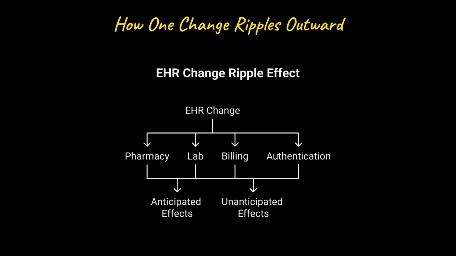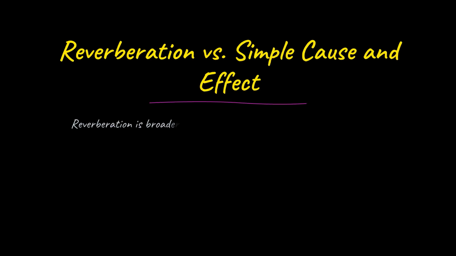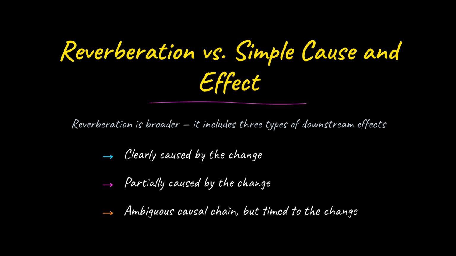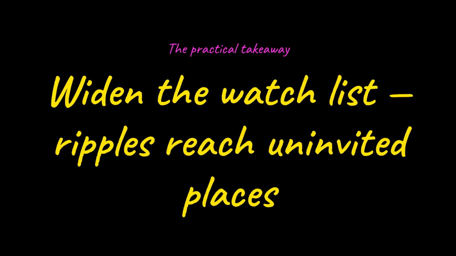Some downstream effects are anticipated and managed. Others surface days or weeks after go-live, long after the project team has moved on. This is where exam questions try to trip you up. Reverberation is not just direct cause and effect. It covers the full spectrum of downstream consequences, even when the causal chain is murky, but the timing points back to the implementation. For informatics teams, reverberation means go-live monitoring must extend beyond the target system. Build cross-system communication early, and treat unexpected downstream effects not as noise, but as a predictable phase of every implementation.